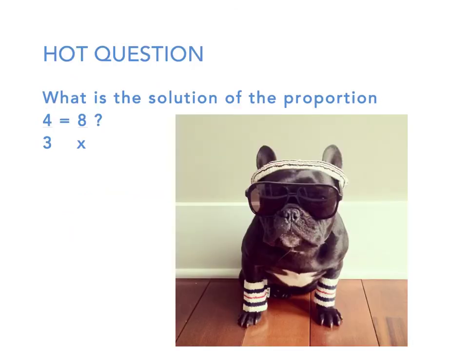So your hot question, ready to work it out like this little guy right here. What is the solution of the proportion 4 over 3 equals 8 over x? Remember, look back at your notes. Use cross multiplication and tell me in the hot question doc, what does x equal?